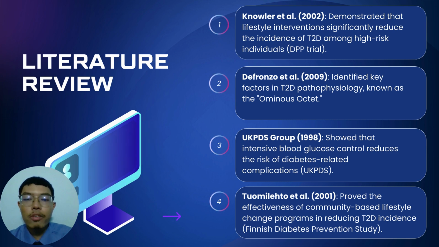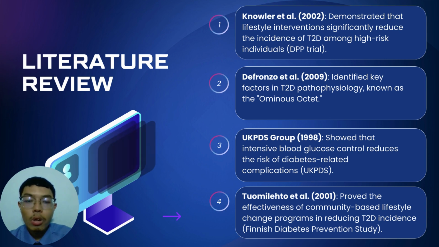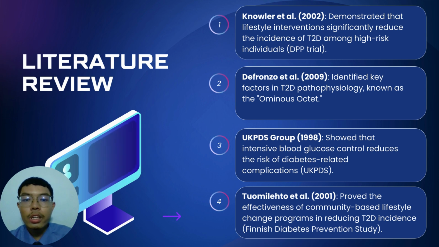Today I will be presenting the literature review. As you can see, there are 4 points of literature review. Now, let's get started with the first point. According to Knoll et al., diabetes affects millions of people globally, with type 2 diabetes, or T2D, being the most common form. Studies have identified several risk factors associated with the development of T2D, including genetic predisposition, obesity, physical inactivity, poor diet, and age. The landmark Diabetes Prevention Program, or DPP, trial demonstrated that lifestyle interventions such as weight loss and increased physical activity significantly reduce the incidence of T2D among high-risk individuals.